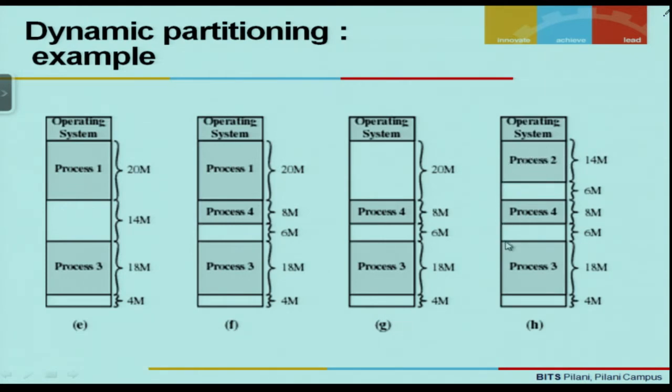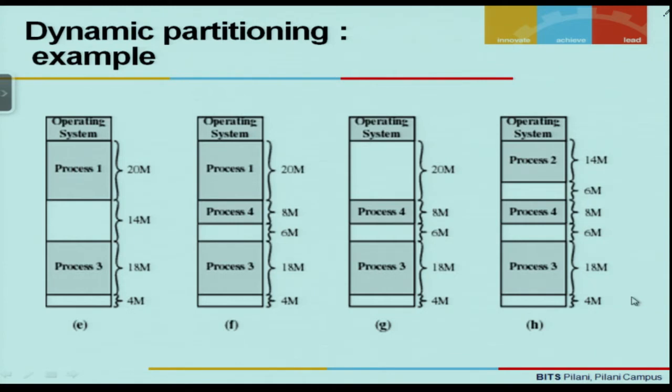So, in this diagram we see that process 2 has come in, process 4 is there, process 3 is there, and we have holes: one hole of 6 megabytes, another hole of 6 megabytes, and a third hole of 4 megabytes. So, we find that we have free space which is scattered all over the place, and the total free memory is 6 plus 6, 12, plus 4, that is 16 megabytes of free memory.